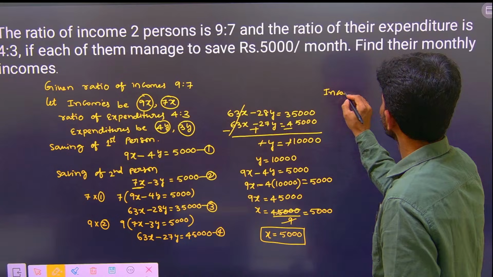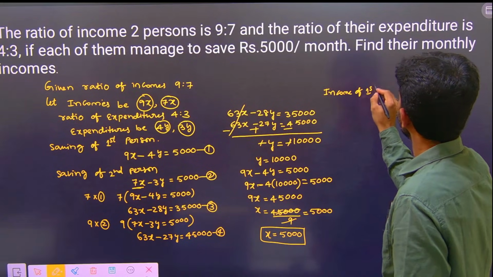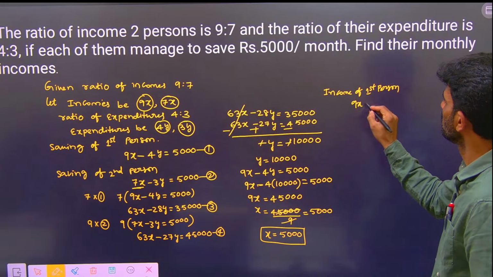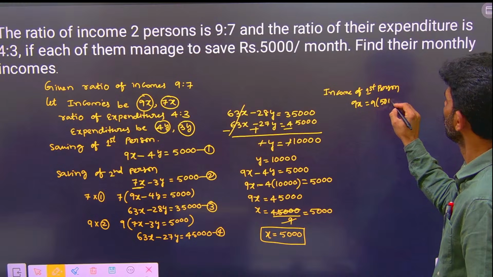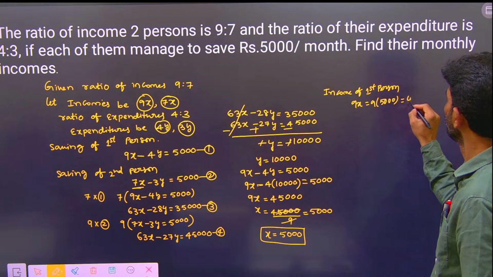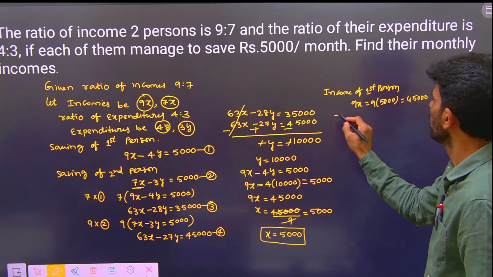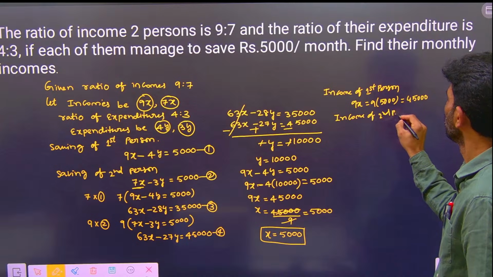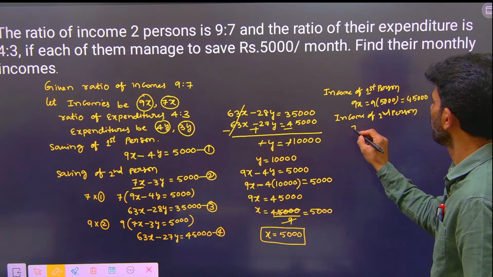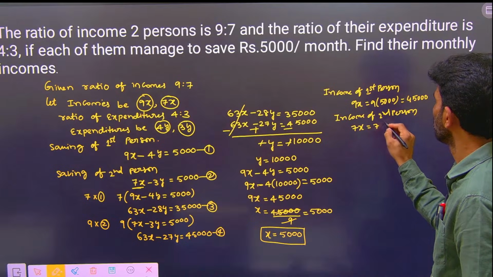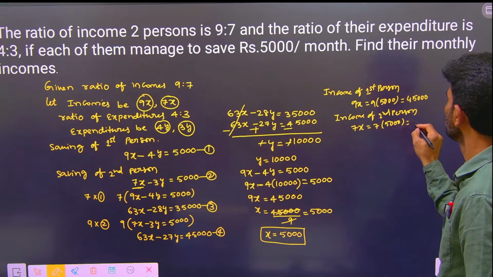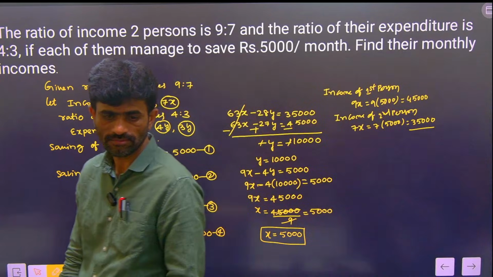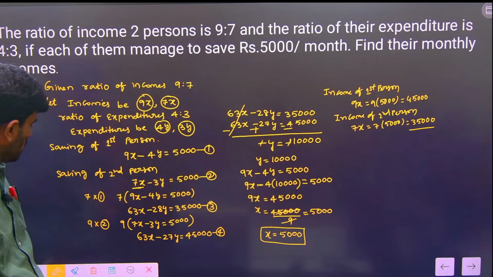Conclusion: income of the first person. How much? 9x. So 9 into 5,000, how much? 45,000. Income of the second person: 7x. 7 into 5,000, which is 35,000. These are the two incomes of the two people. Understand? Let's do the next one.